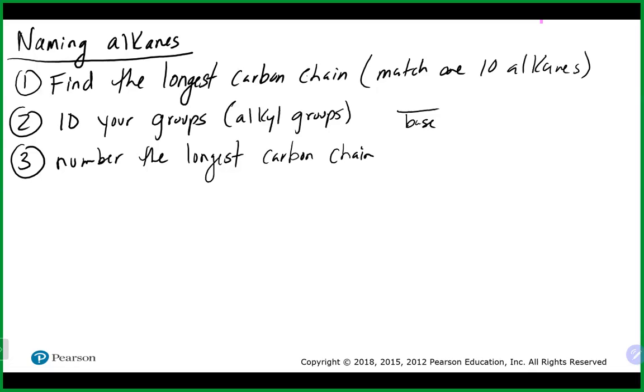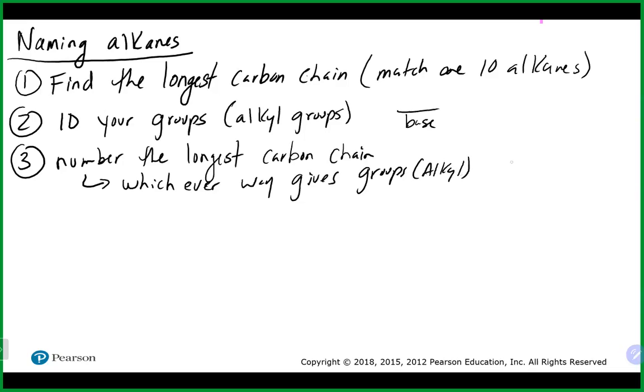The way that we actually do want to number is whichever way gives the groups, in this case the alkyl groups, the smallest number. Now, in certain situations, it may not really matter which way, but in some cases it will matter. So we want to go whichever way gives the groups the smallest number.